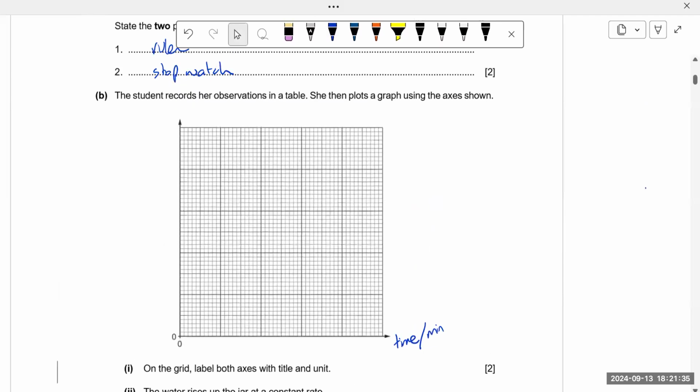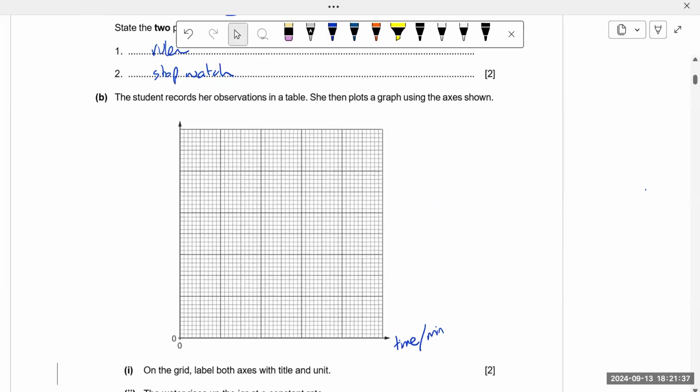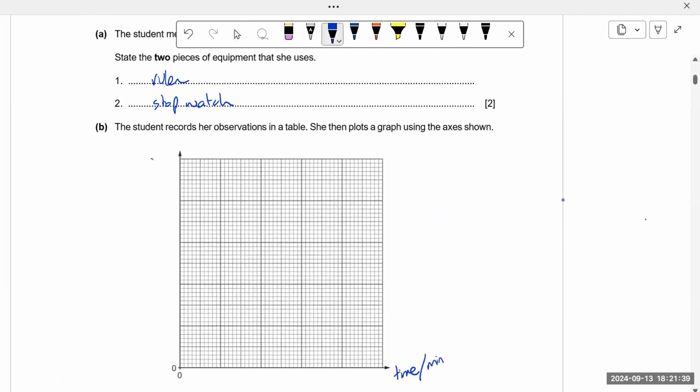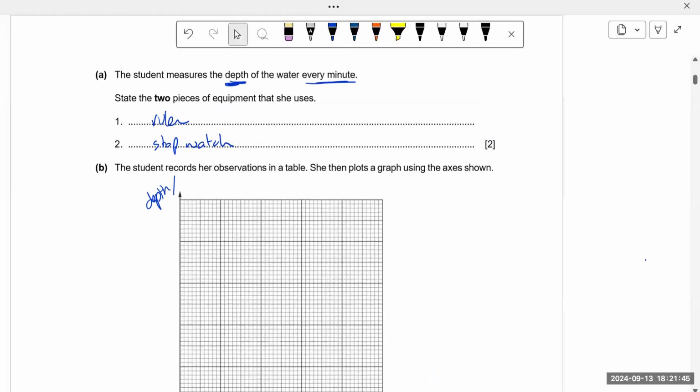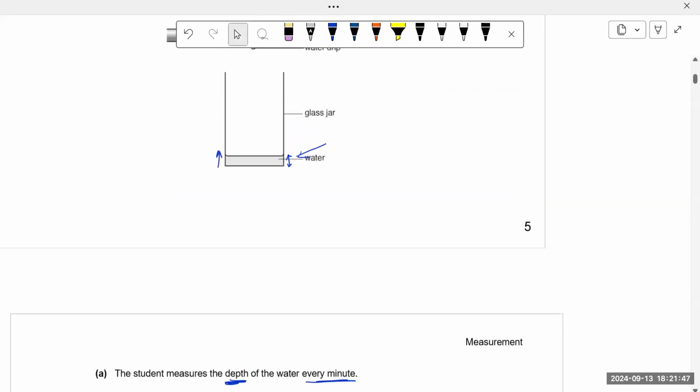Oh, I forgot the other axis. The other axis would be what? Would be the depth, because she's measuring, or he's measuring the depth every minute. So the depth, and what would be the unit? What do you think the unit would be?